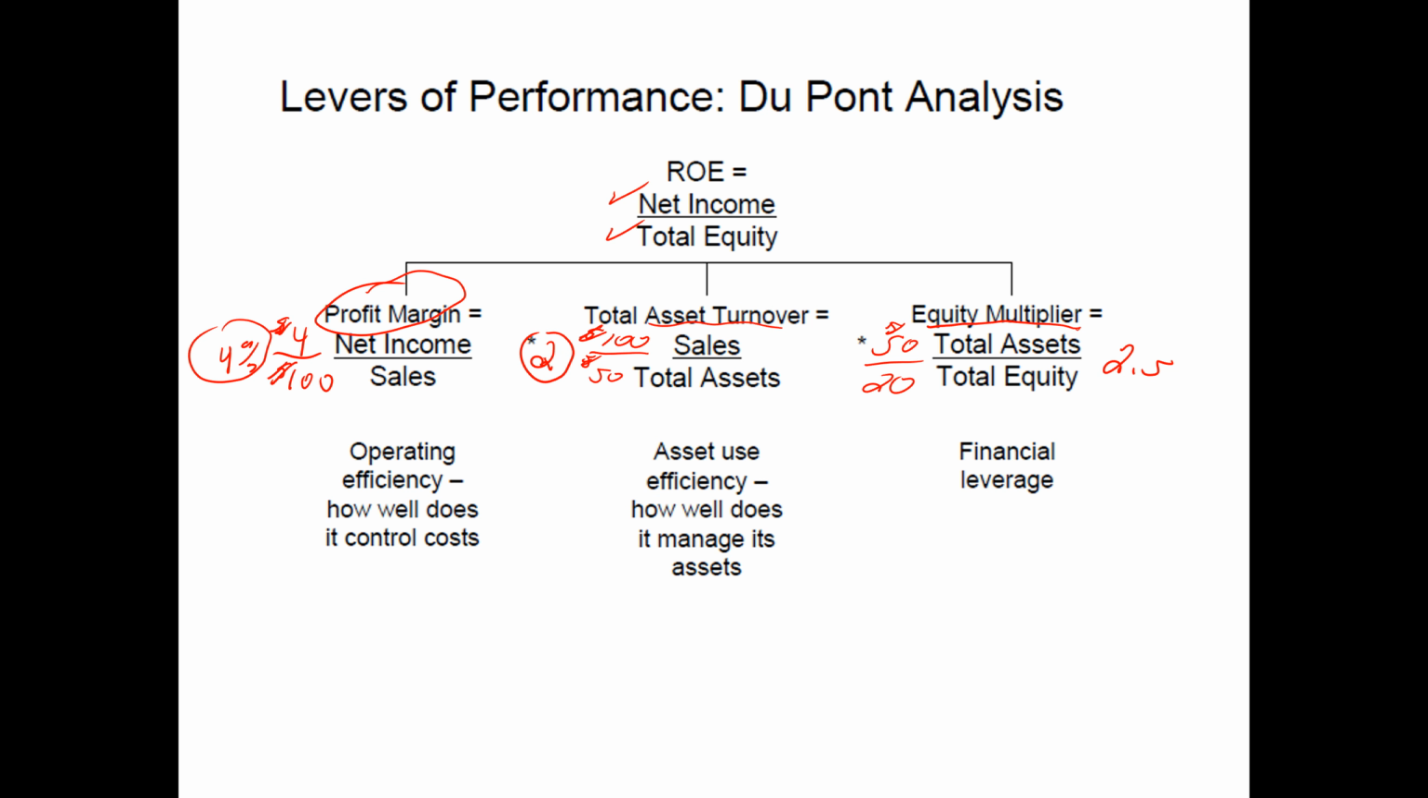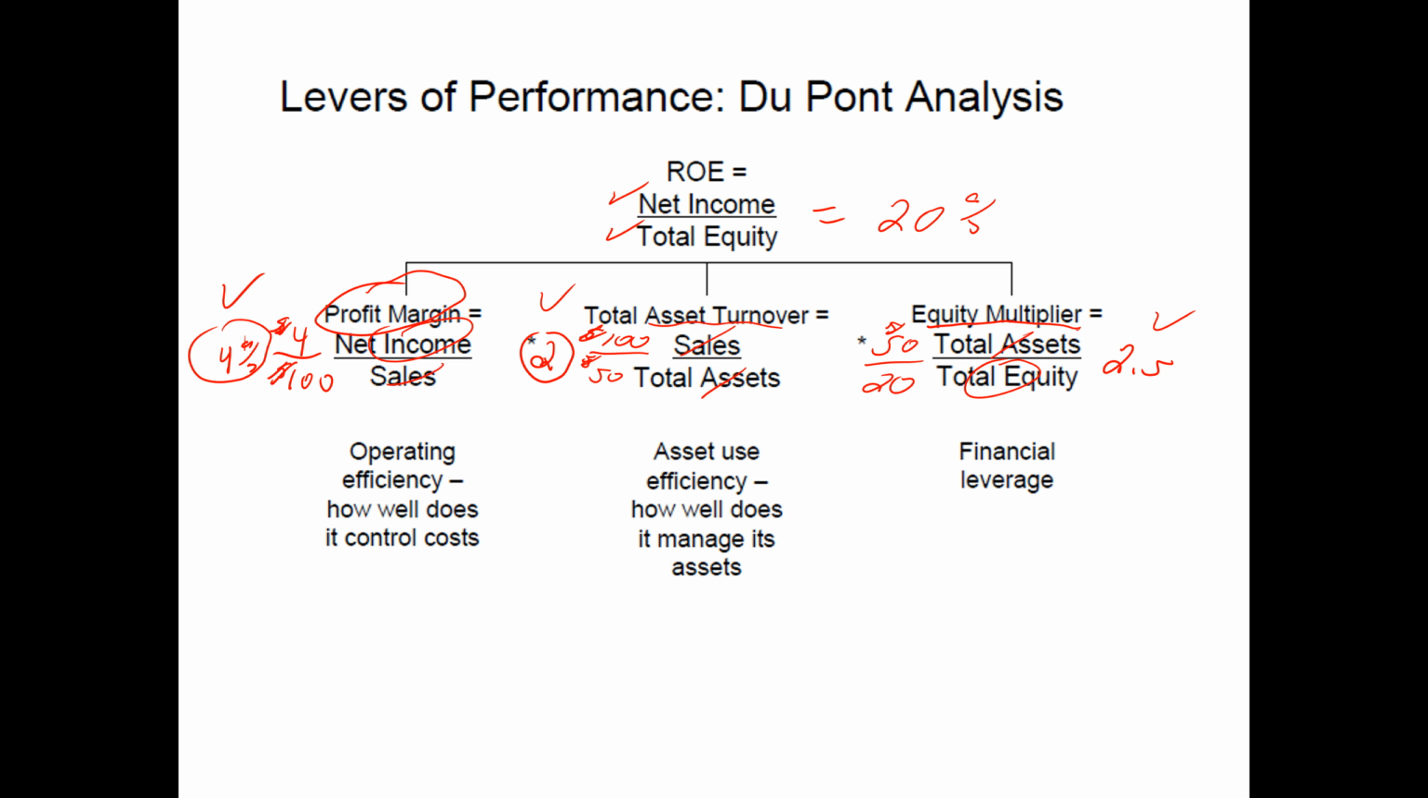So how does that help us? Well, if you sort of cross off the common metrics, when you multiply these things together, they gross up back to our return on equity measure. So this drives our return on equity. So 4% times 2 times 2.5 is going to be 20. So I think I got that right. 4% times 2 is 8, times 2.5 gives me 20. So that means my return on equity will be 20%.